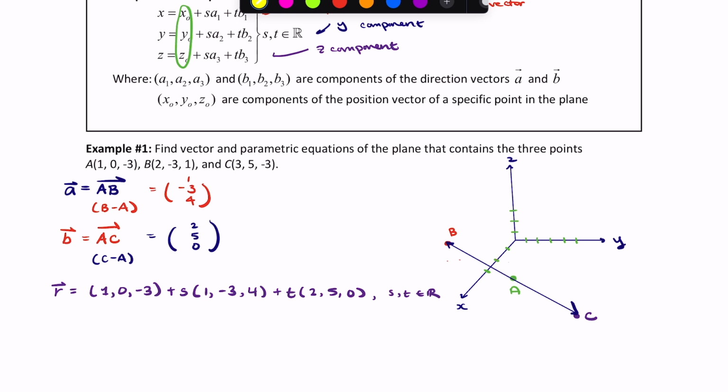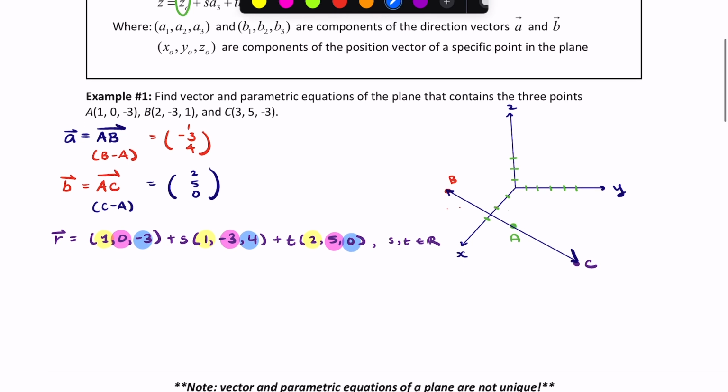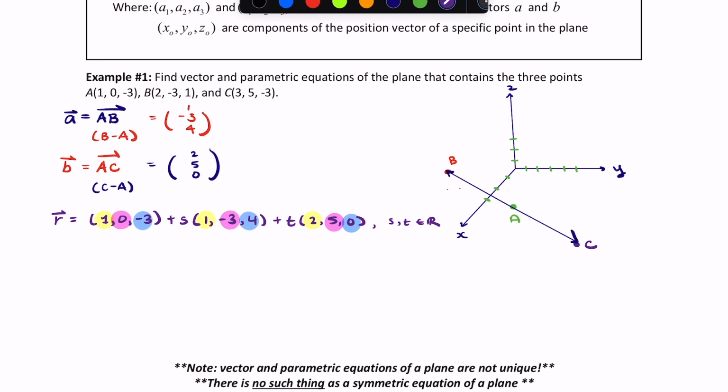And so here, that's the vector equation, and then our parametric equation. Highlighted in yellow will be our x components, highlighted in pink are our y components, and highlighted in blue are our z components. So here we have that x is equal to 1 plus s plus 2t.